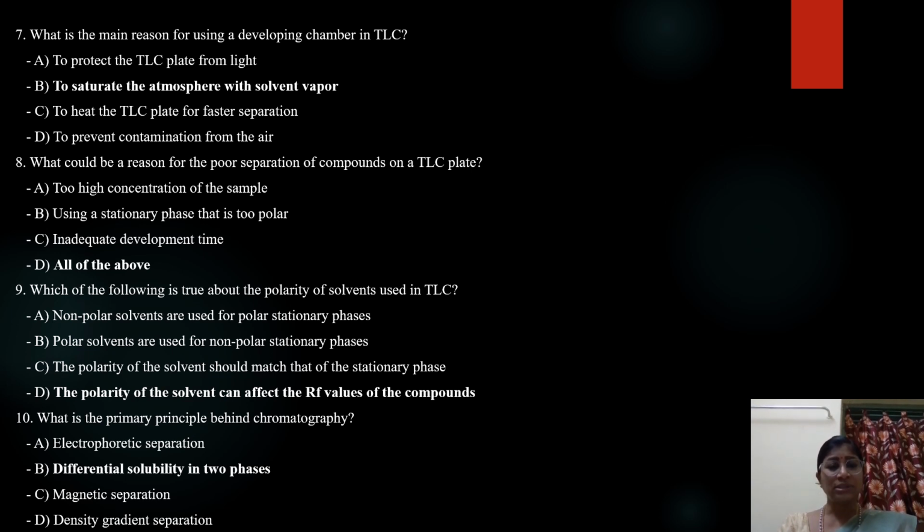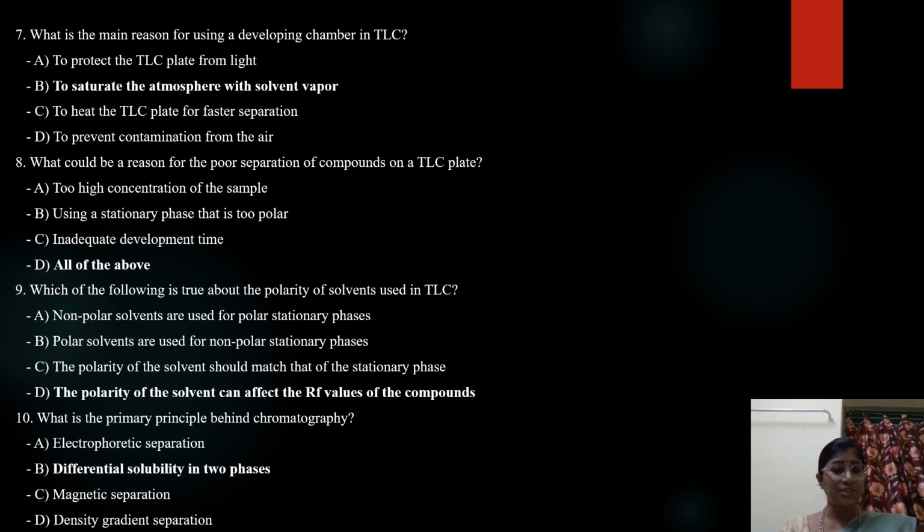What could be the reason for the poor separation of compounds on a TLC plate? Too high concentration of the sample, using a stationary phase that is too polar, inadequate development time: all of the above. Yes, all of the above. Too high concentration of the sample, using a stationary phase that is too polar, and inadequate development time are the reasons for the poor separation of compounds on the TLC plate.